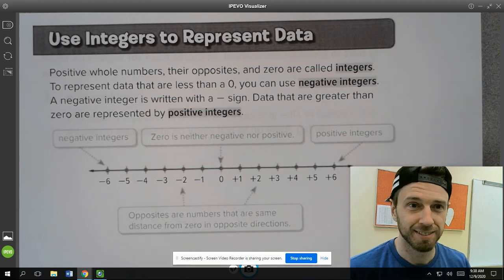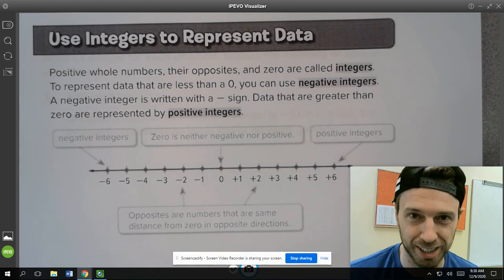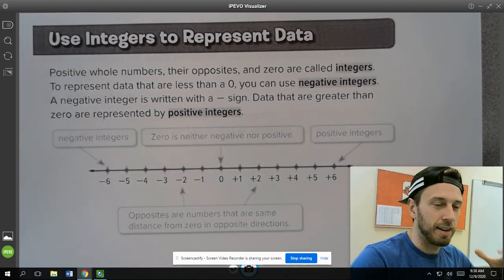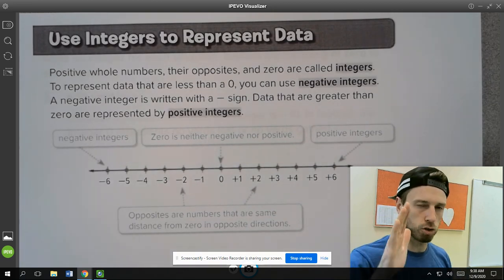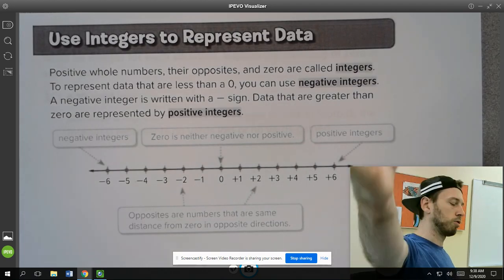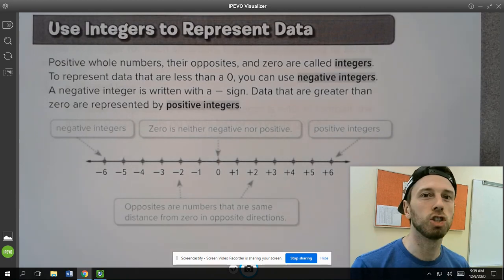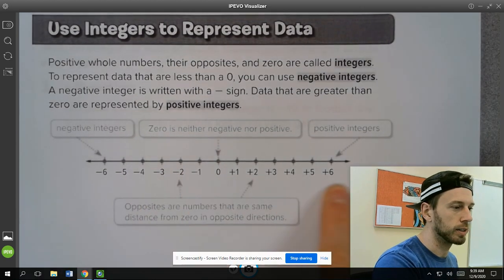I'm excited for this one, and you guys should be too, because today, no fractions. Not a single fraction in this lesson. We're going to be talking about positive and negative numbers now. You may have been introduced to these a little bit. We're going to take it a little more in depth. We're going to start off nice and smooth. So right here, let's talk about what integers are. It's a fancy word for the numbers you see right here on this number line.